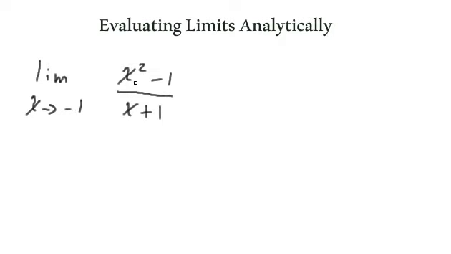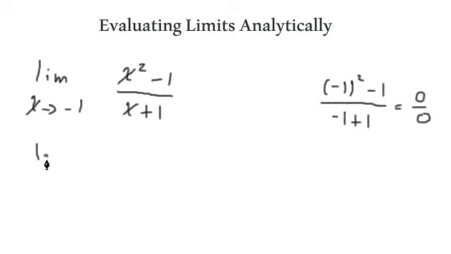So if I were to plug negative 1 in, we would end up with negative 1 squared minus 1 over negative 1 plus 1, and that ends up becoming 0 in the numerator, 0 in the denominator, and yeah, that's not good. So when you end up with something like that, what we need to do is factor and then try to cancel out and get a new function.